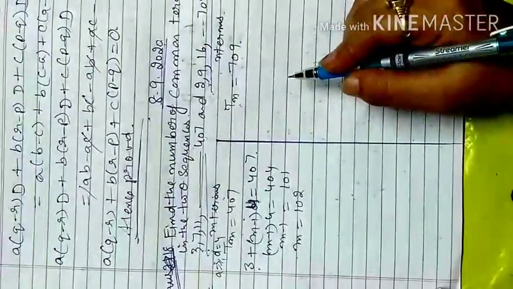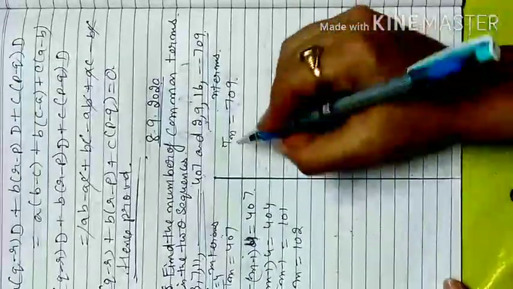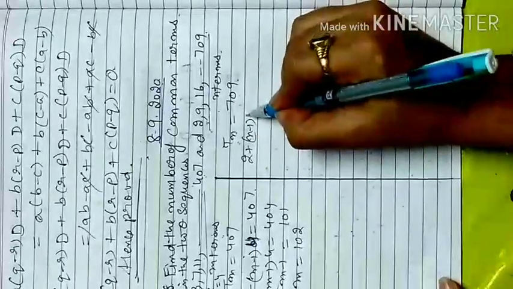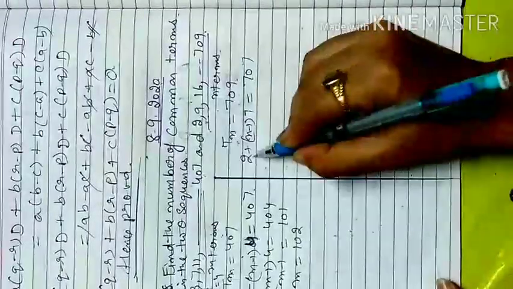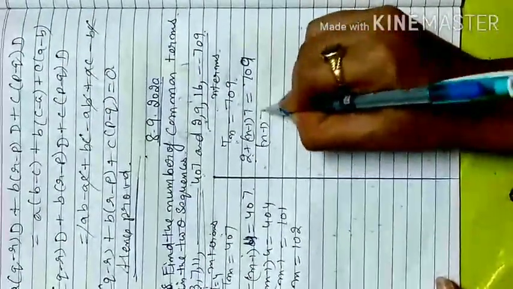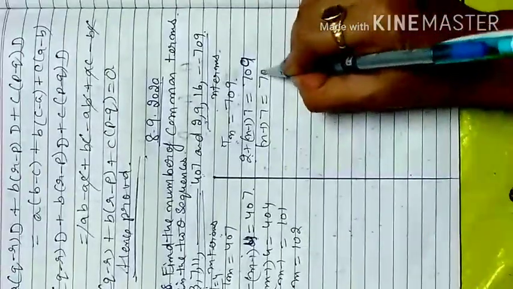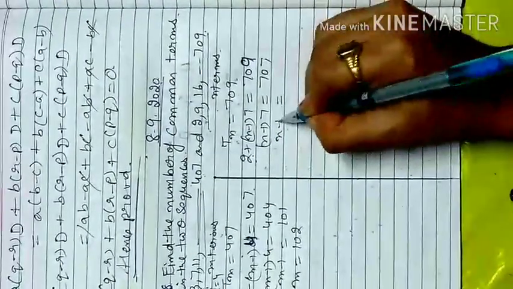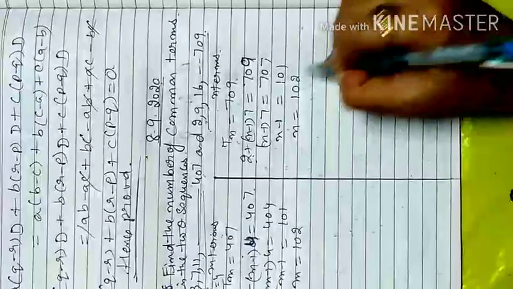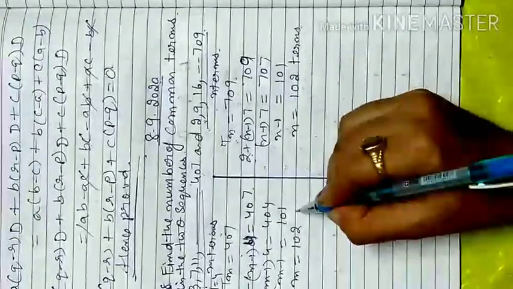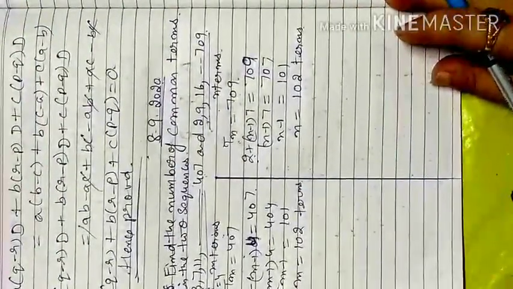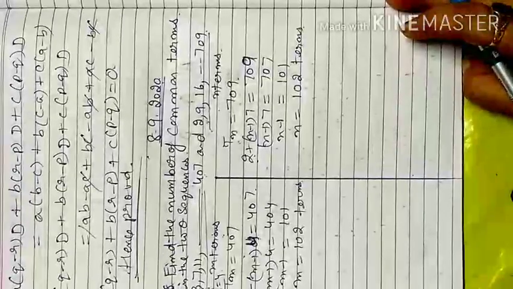Now let's check the other series, how many terms are there. The first term is 2, n minus 1, and the difference is 9 minus 2, which is 7, so that equals 709. The first 2 moves to this side: (n minus 1) times 7 is equal to 709 minus 2, which gives 707. Now dividing by 7 gives you 101, then n is equal to 102 again. So that means in both series there are 102 terms. Okay, now the next step is we have to find how many common terms are there.